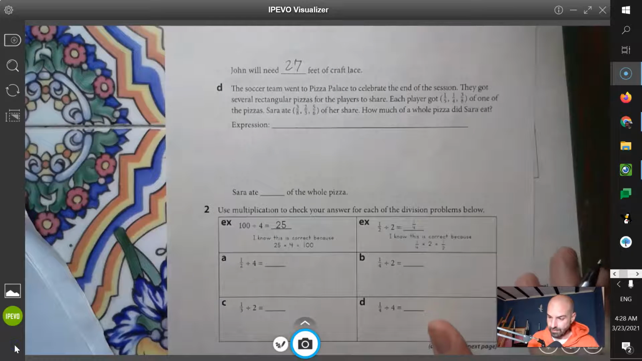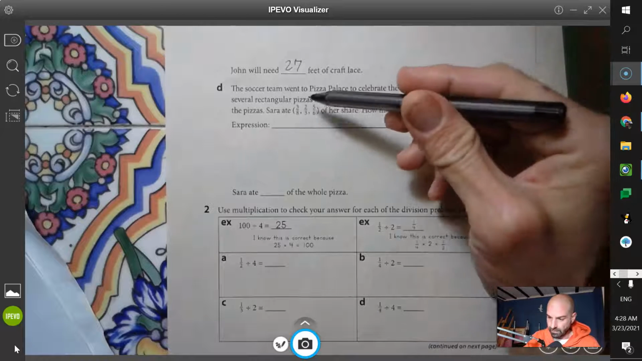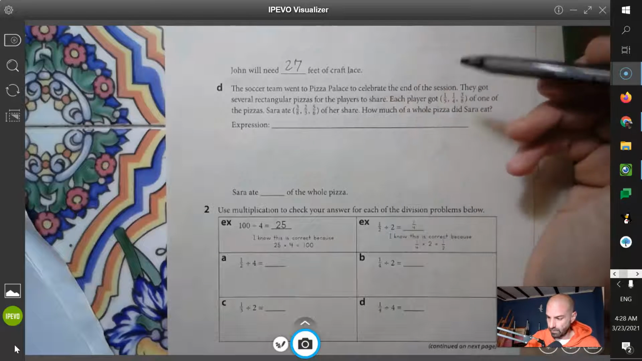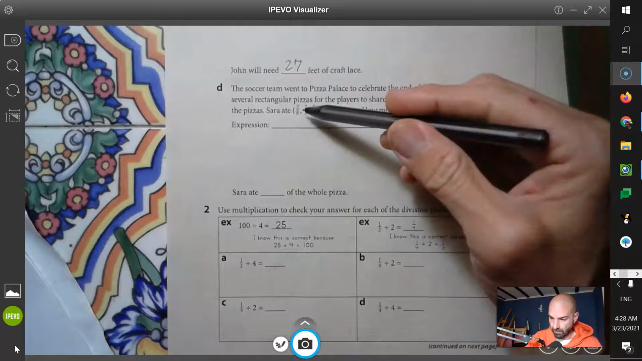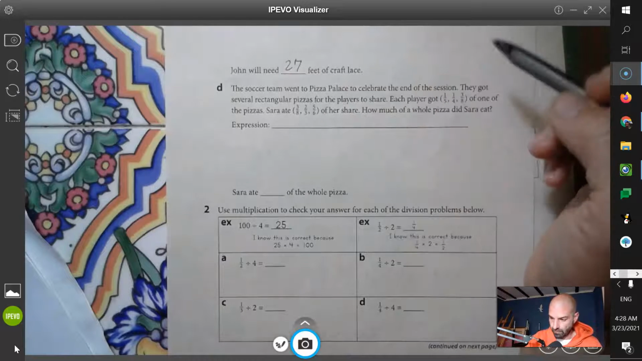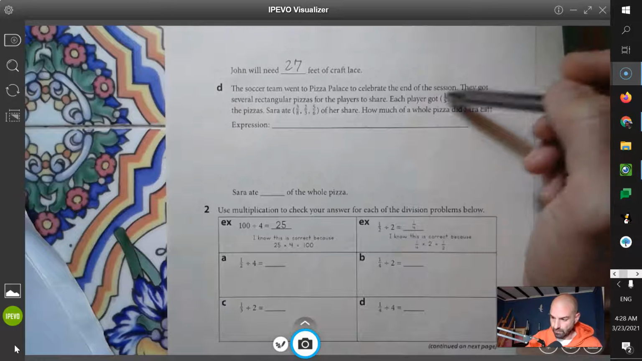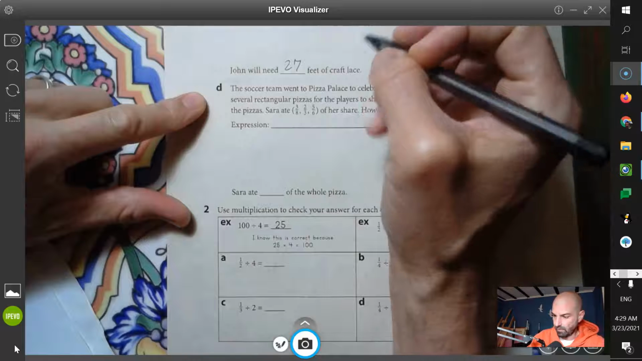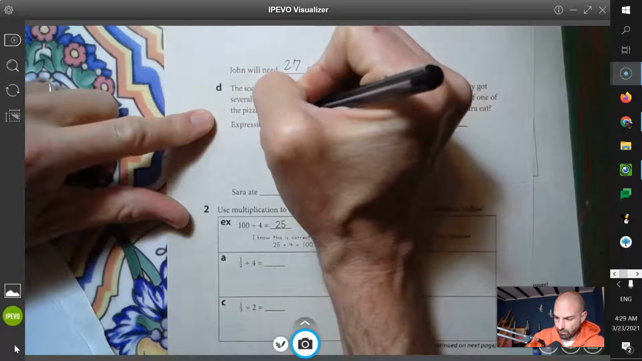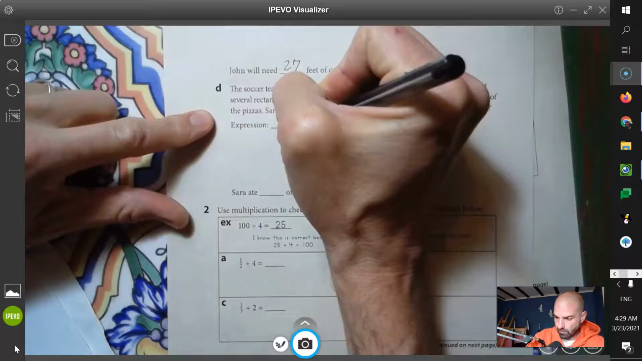The soccer team went to Pizza Palace to celebrate the end of the season. They got several rectangular pizzas for the players to share. Each player got some fraction of one of the pizzas. Sarah ate something of her share. How much of a whole pizza did Sarah eat? So she got some. Okay, we'll do 3/8, and then she ate 2/3 of it. So she got 3/8 times 2/3.